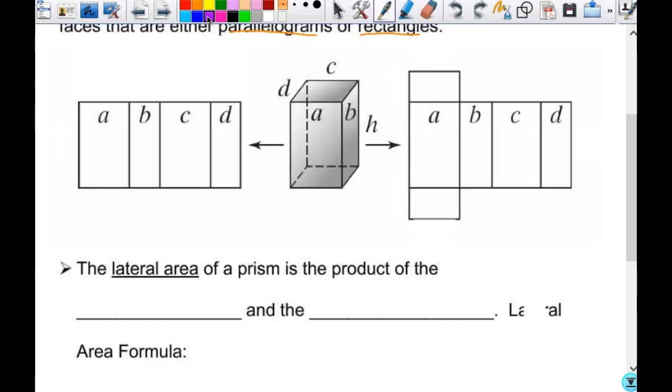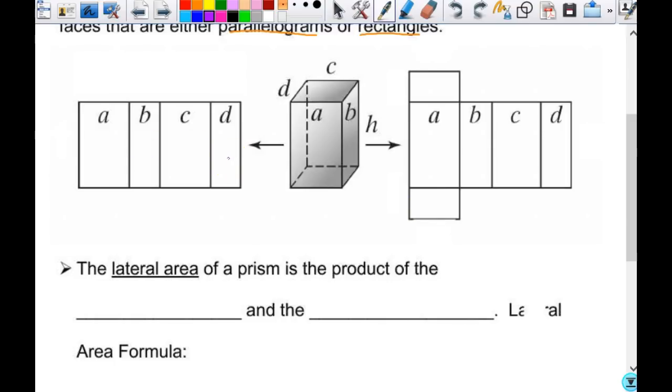Okay, so we have this prism here. This is a rectangular prism. It could possibly be a square prism. It kind of looks like it, but we don't know that, so we're going to go with rectangular prism, right? And then we have two different things laid out here. This is the full net that includes the bases. This is the net that just includes the lateral faces.